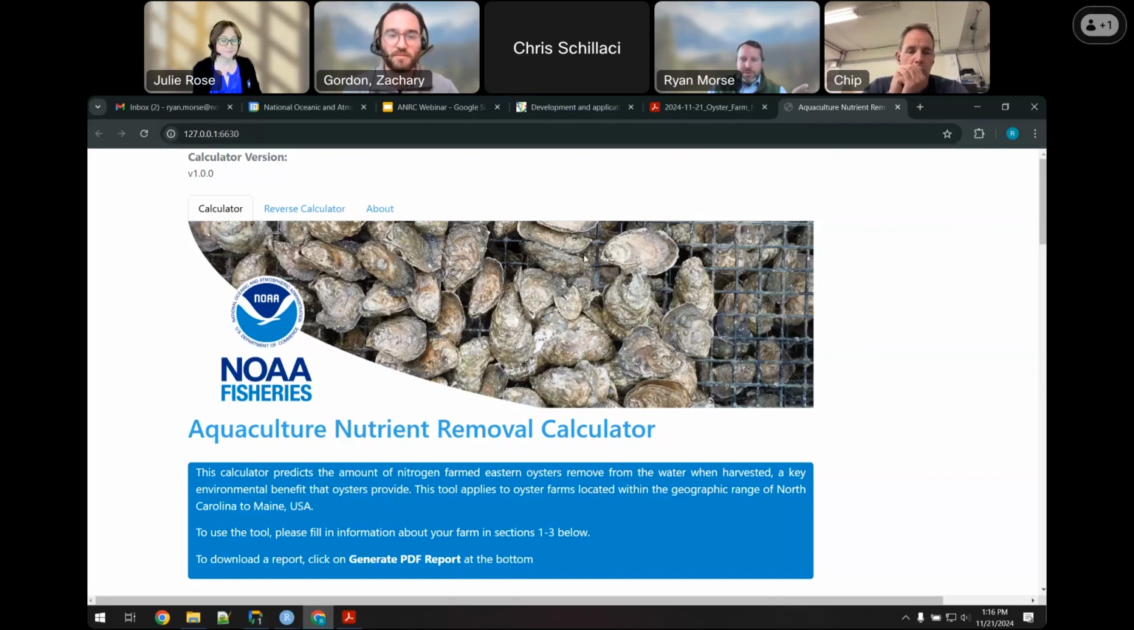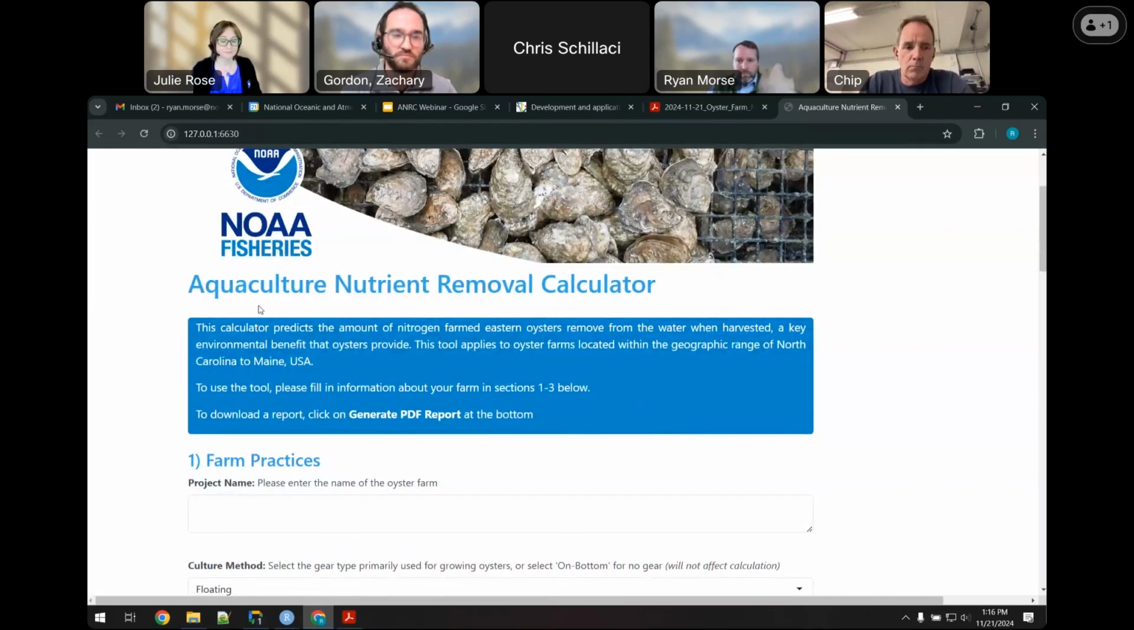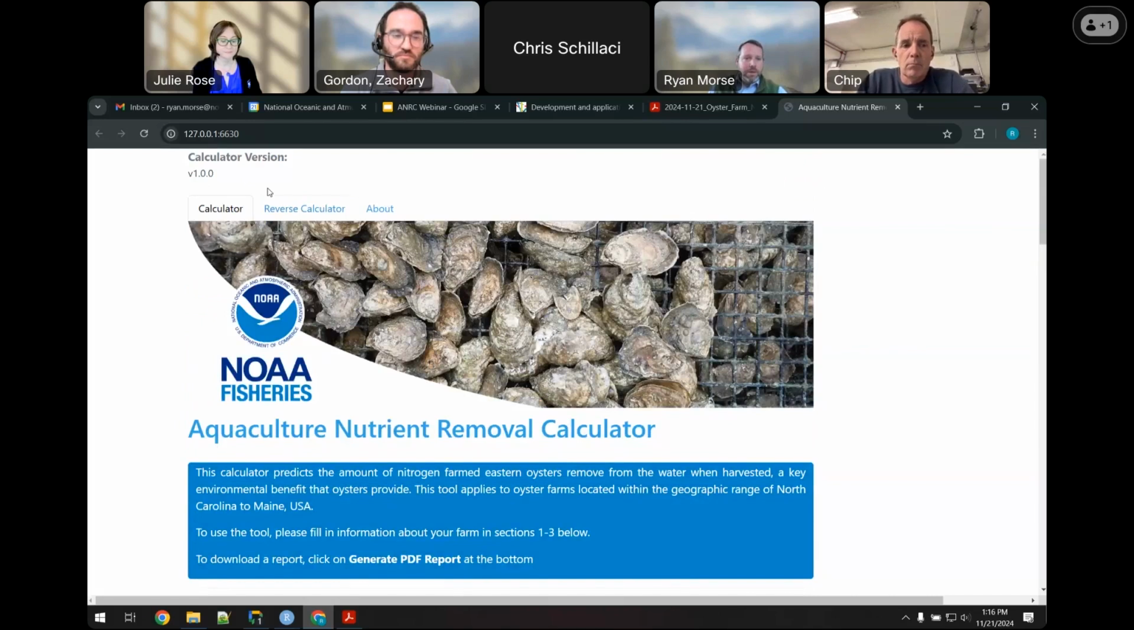So when you first open the page, you get 3 tabs across the top. You'll notice there's a calculator version. So we have version control. This is all based on GitHub open source software. The calculator tab is the one that you're going to want to use to actually run through the actual process. But I'm going to talk about these other 2 first.